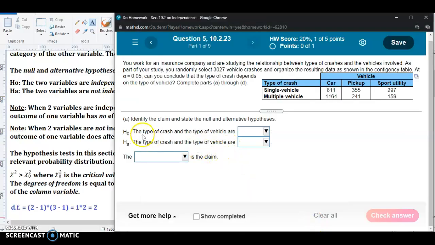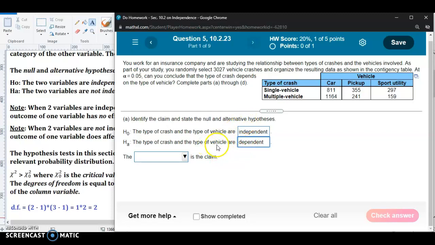So for the null hypothesis, we have that the type of crash and the type of vehicle are independent. In other words, one does not affect the other, so the type of crash does not affect the type of vehicle involved. Then likewise, the alternative is that the type of crash and the type of vehicle are dependent, meaning that the type of crash will in some way influence the type of vehicle involved.